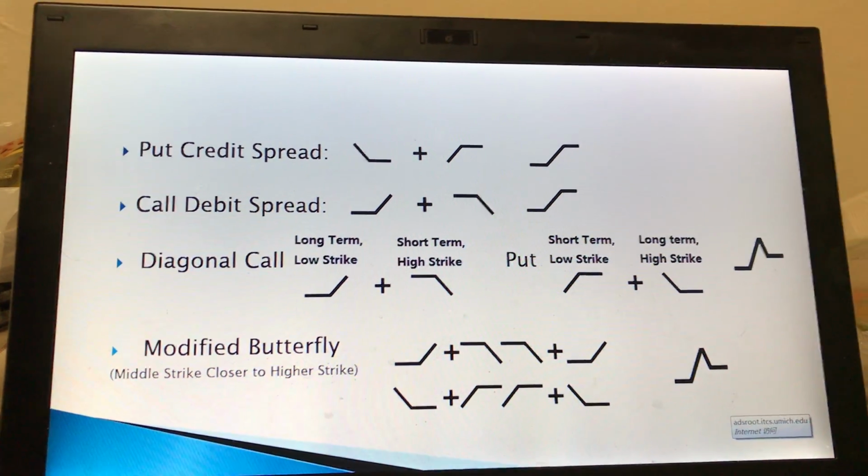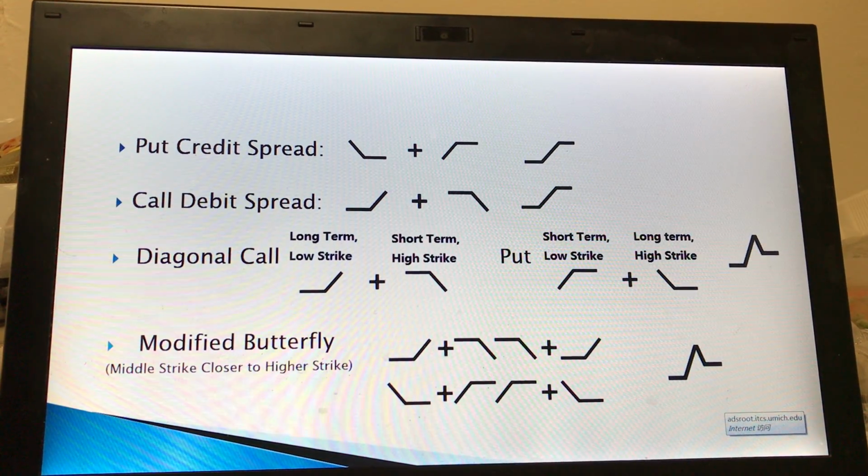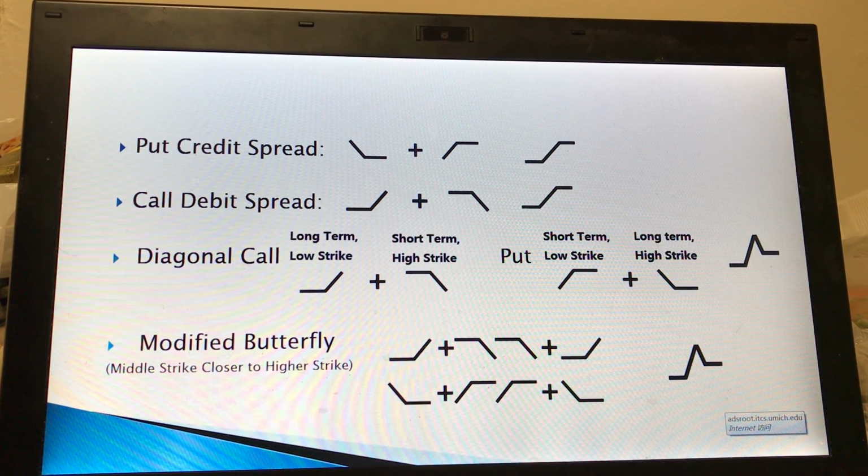The other strategies are relatively more conservative and are more suitable for consistent gains every week, every two weeks, or every month. The put credit spread is the strategy that I use the most frequently, especially in bullish market conditions. This can turn out to be very profitable and very reliable.